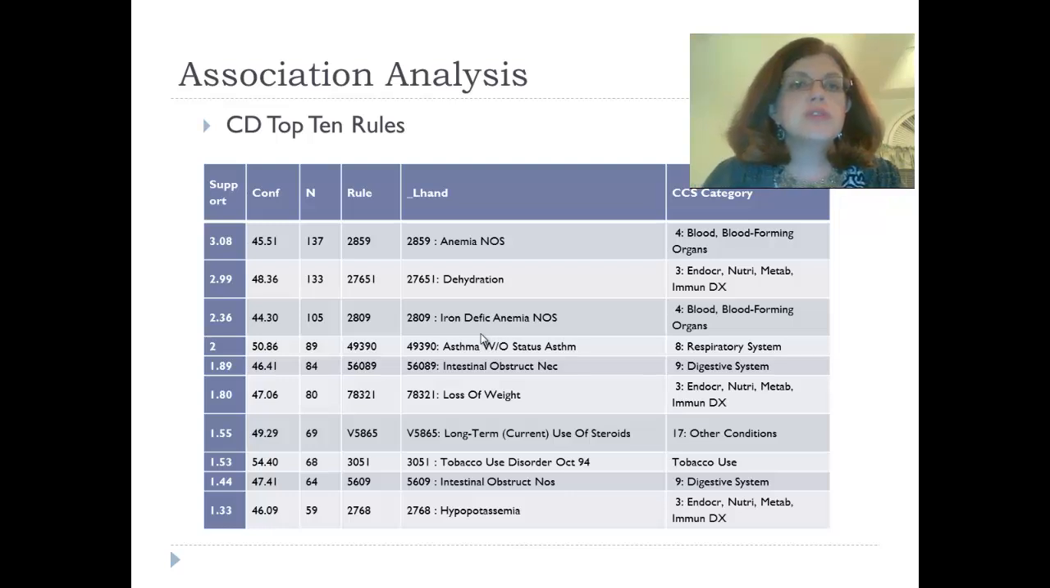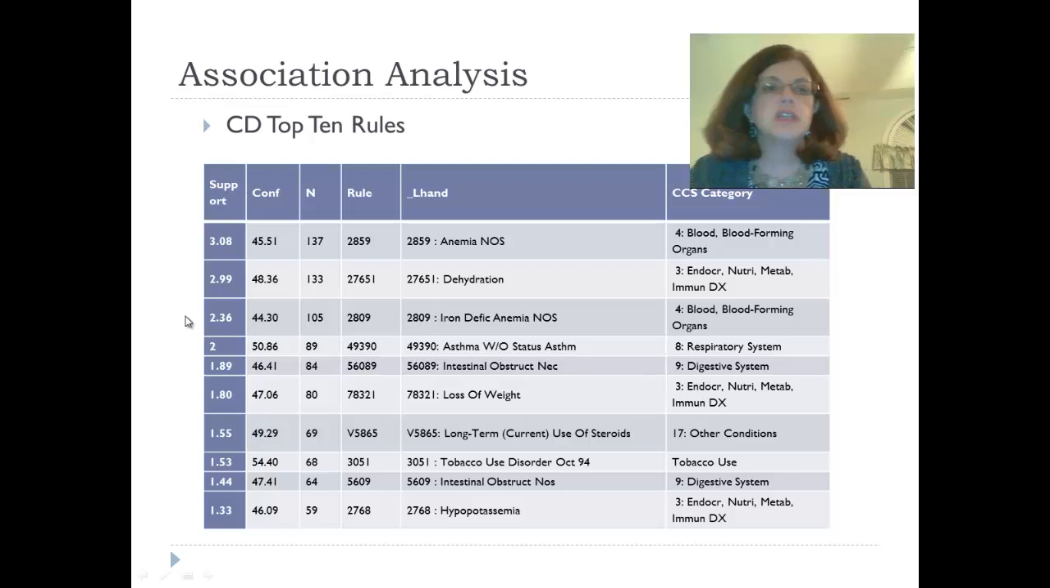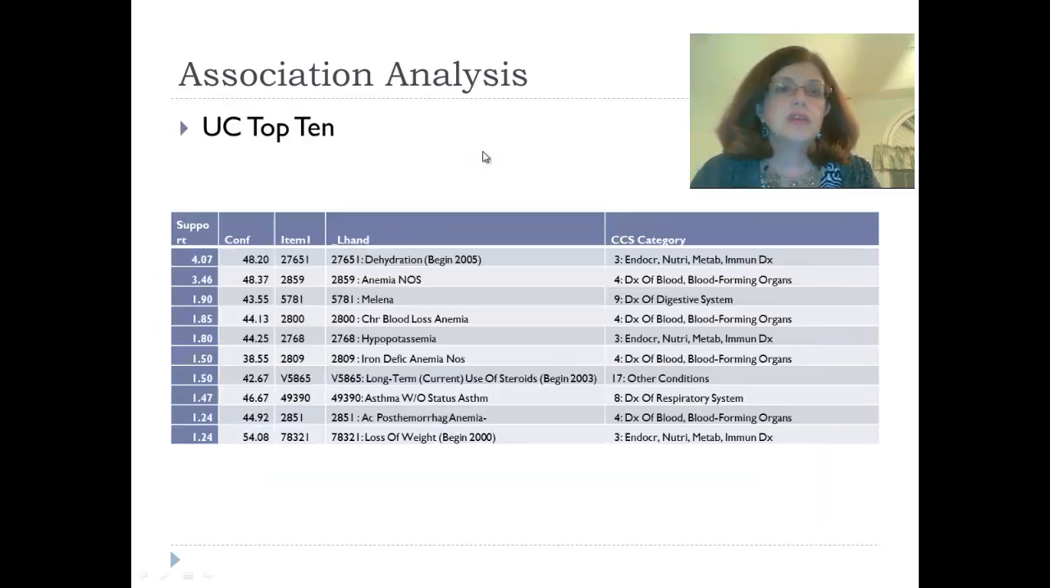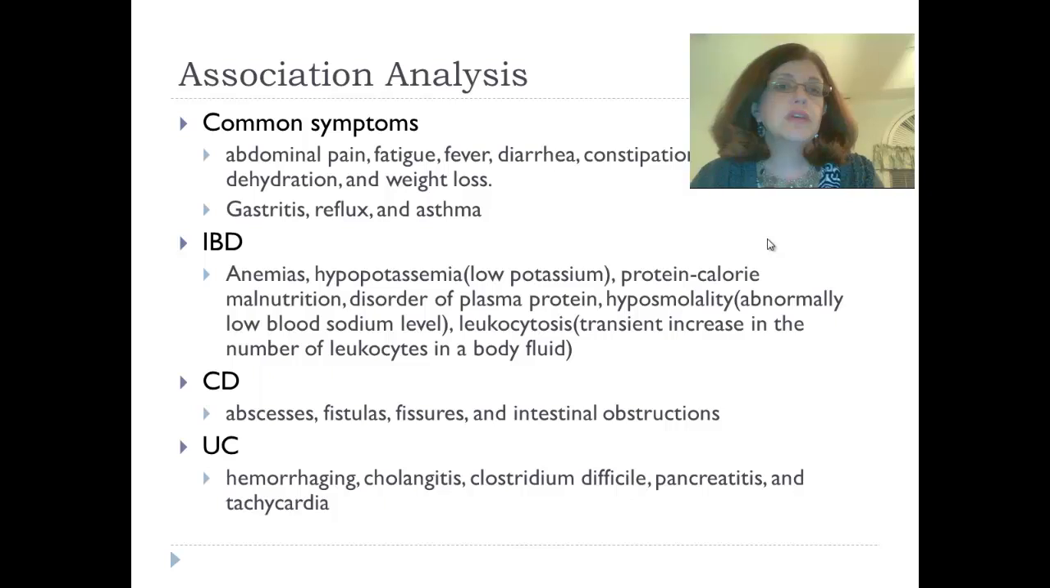Here we see the results for the top 10 rules associated with Crohn's disease, and this is in descending order of support. Next are the top 10 UC rules, then the IBS rules. These rules cover different body categories: digestive system, respiratory. We'll take a closer look at what the rules had in common or different in this next slide.